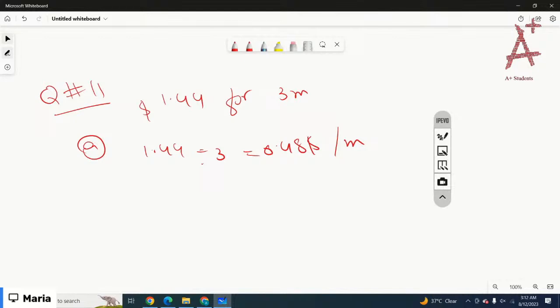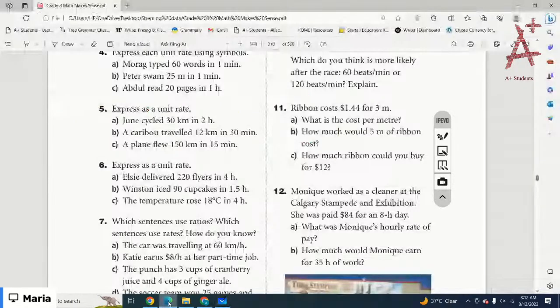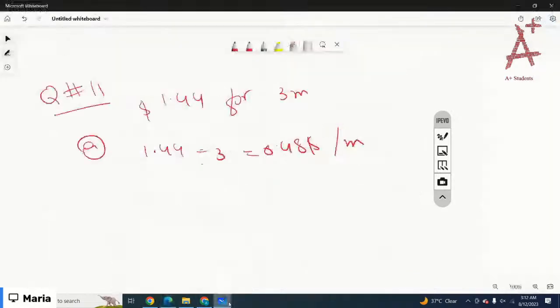If you have any question, you can just write down the question in the chat box. B is how much would 5 meters of ribbon cost? So you have the price of 1 meter. Just multiply it by the 5, right? So it would be 5 times 0.48. So it would be $2.40, right?